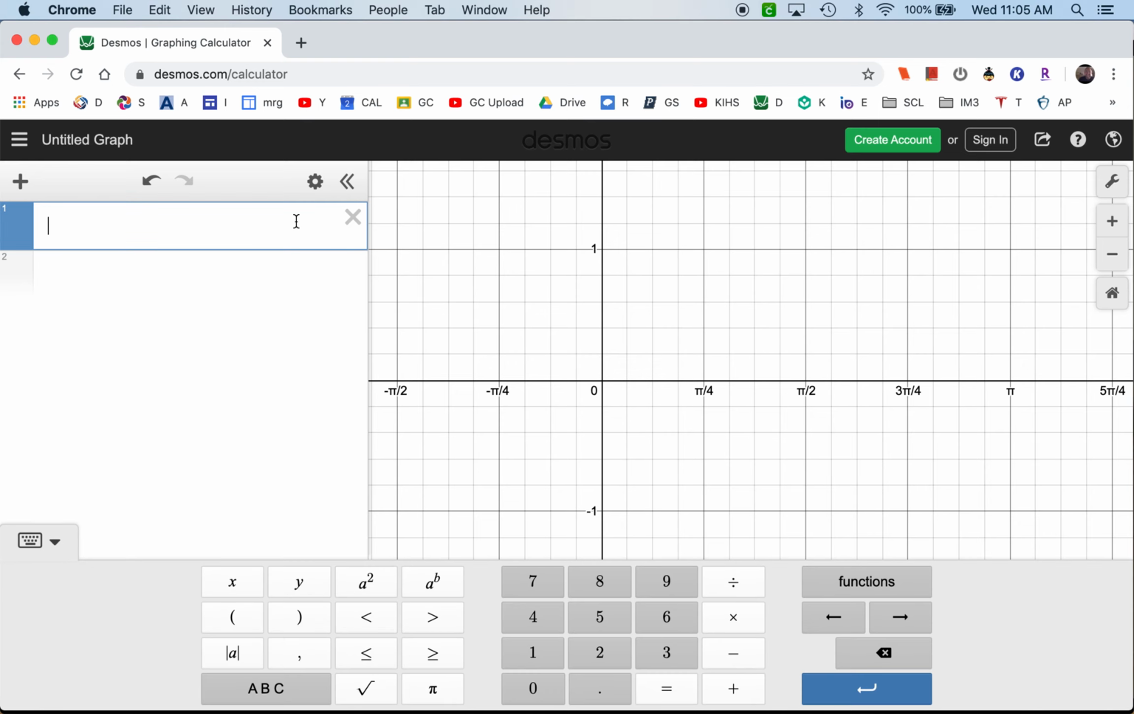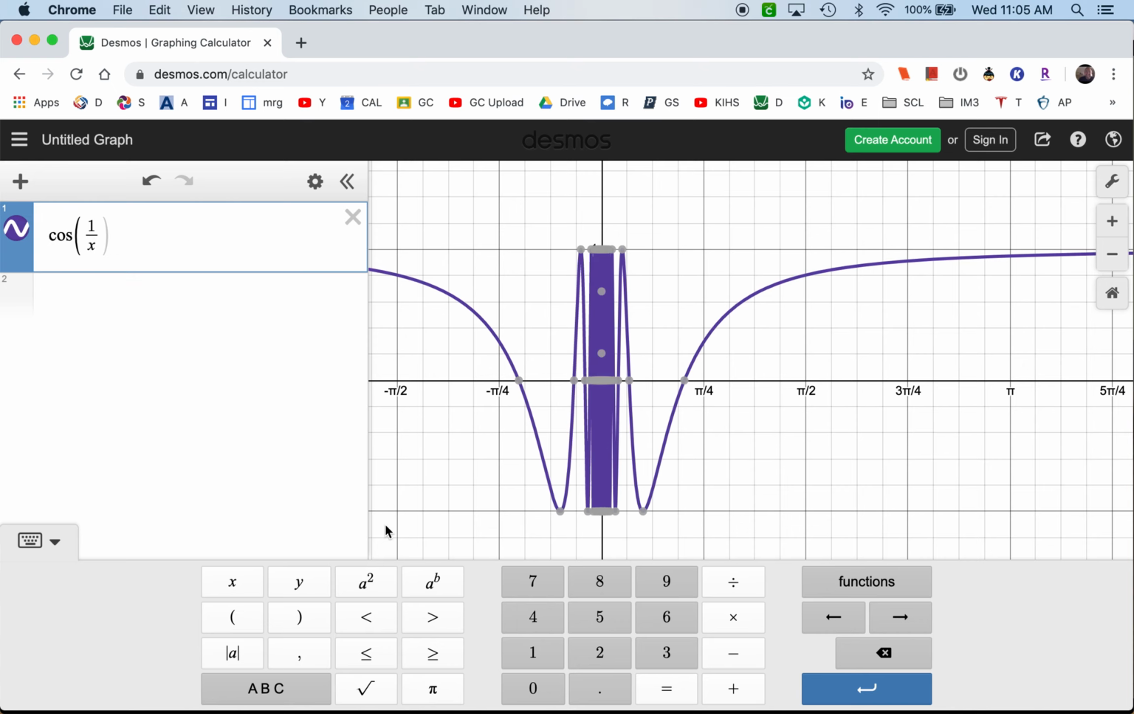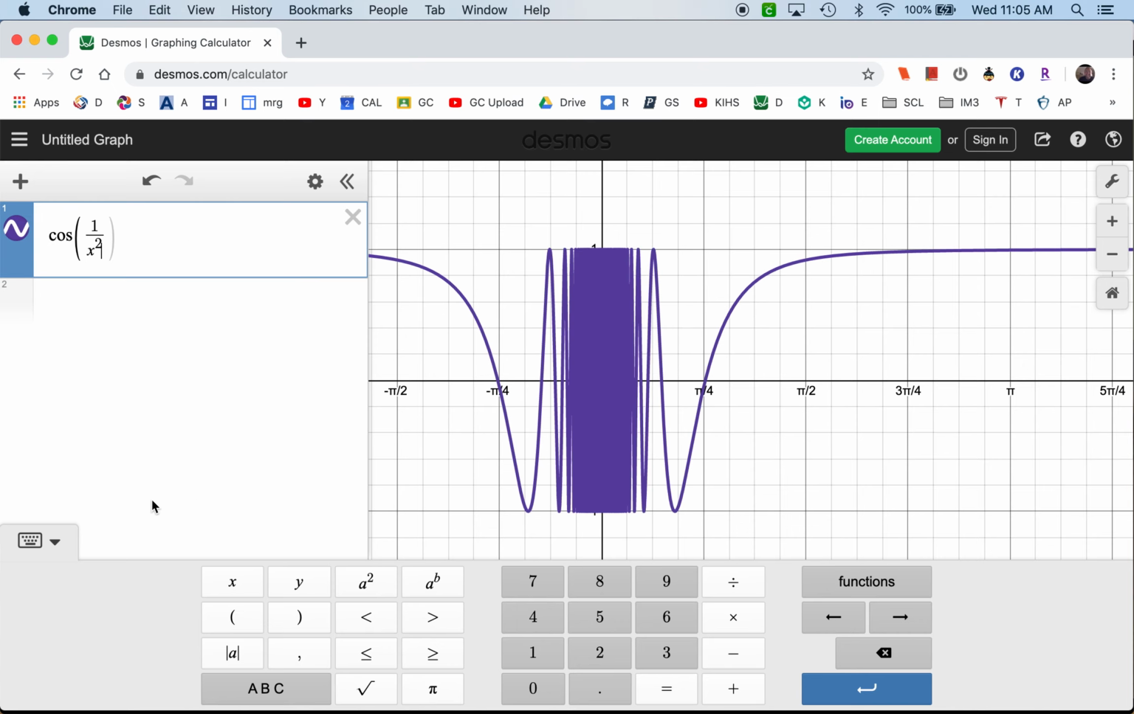Again, trig, cosine, and it's 1 over x squared. So what's happening as x approaches 0 here? You can see it oscillates so much it looks like a rectangle in the middle. It's going up and down, up and down, up and down. So the oscillation means that the limit does not exist. That's the only correct answer.